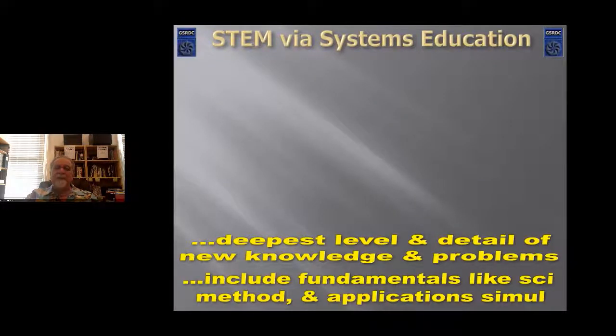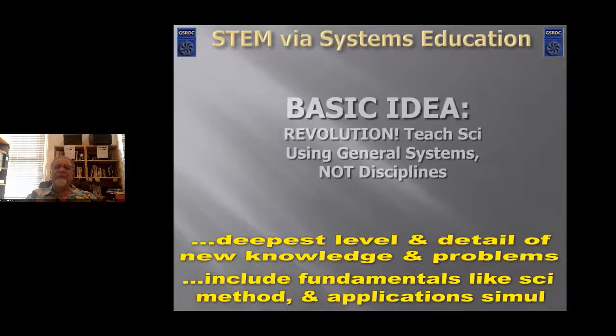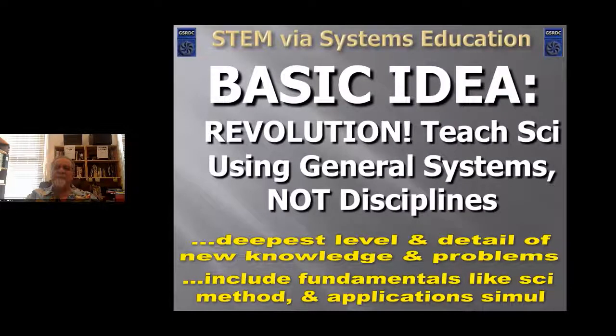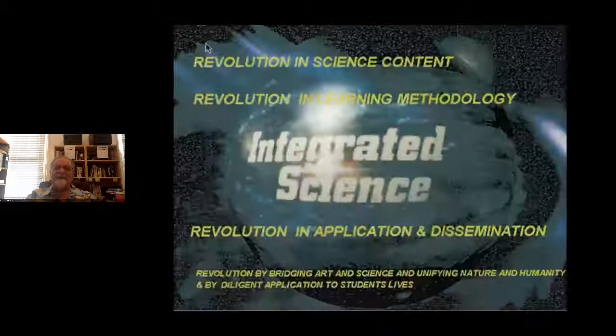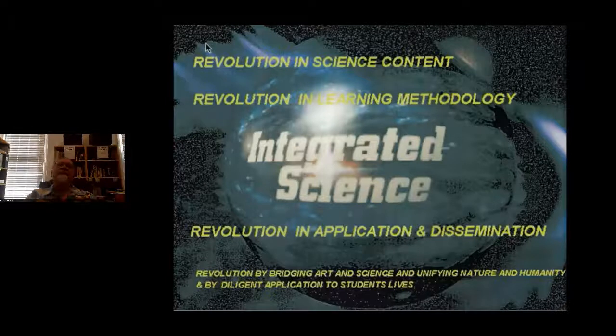So we're looking for the deepest level and detail of new knowledge and problems, and we want to include fundamentals like the scientific method and applications simultaneously. So the basic idea is a revolution. Teach science using general systems, not disciplines. So this is what ISSS, I think, would be very happy with, and the former ISG are, as unifying the sciences. To get integrated science, though, you need a revolution in science content, in learning methodology, as well as application and dissemination to get bought or to get adopted.